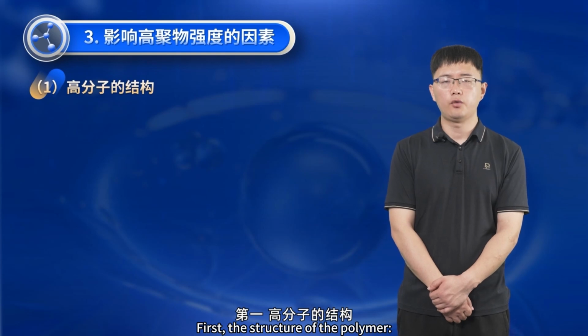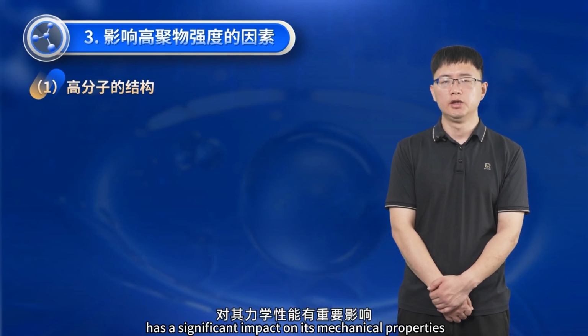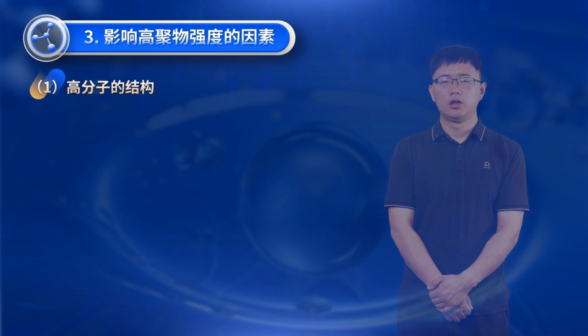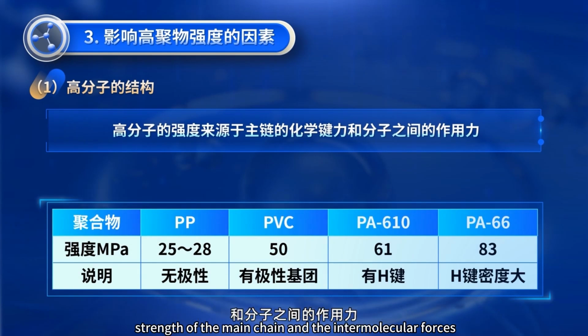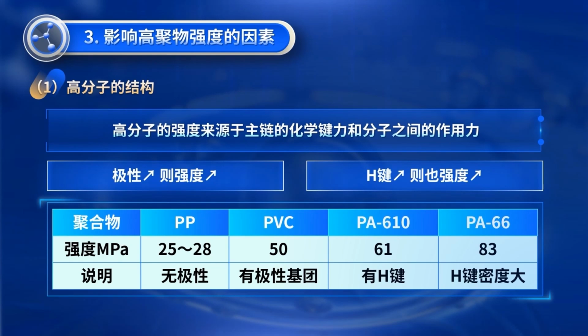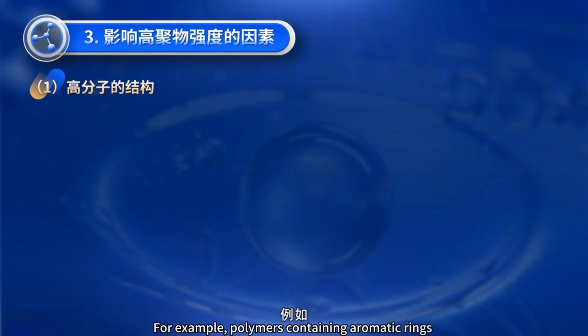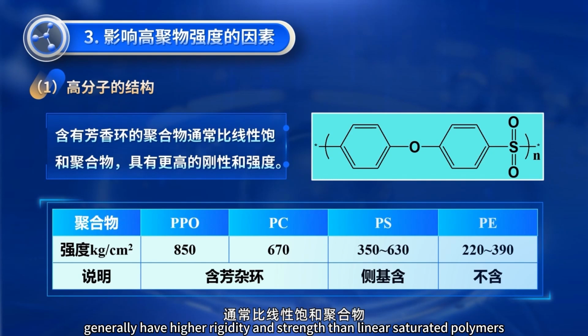First, the structure of the polymer. The chemical structure of the polymer's main chain and side chains has a significant impact on its mechanical properties. The strength of the polymer comes from the chemical bond strength of the main chain and the intermolecular forces. The greater the polarity, the greater the strength. The more hydrogen bonds, the greater the strength as well. For example, polymers containing aromatic rings generally have higher rigidity and strength than linear saturated polymers.